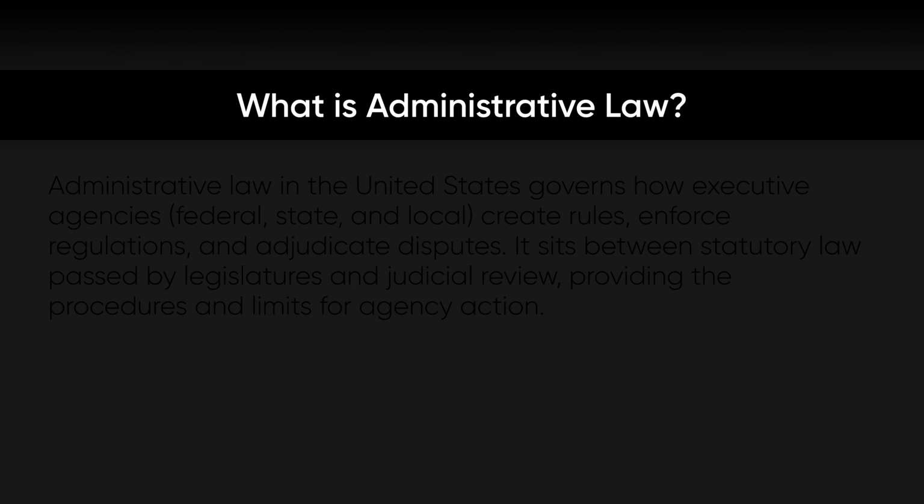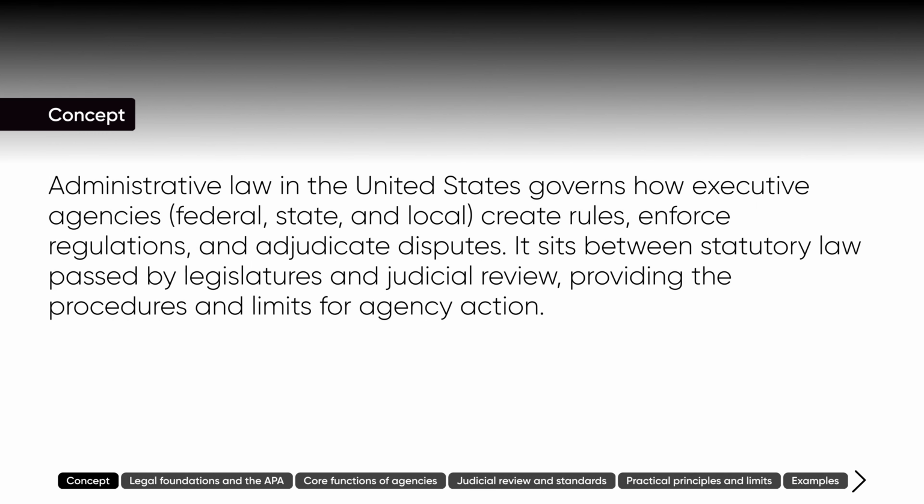What is administrative law? Administrative law in the United States governs how executive agencies, federal, state, and local, create rules, enforce regulations, and adjudicate disputes. It sits between statutory law passed by legislatures and judicial review, providing the procedures and limits for agency action.